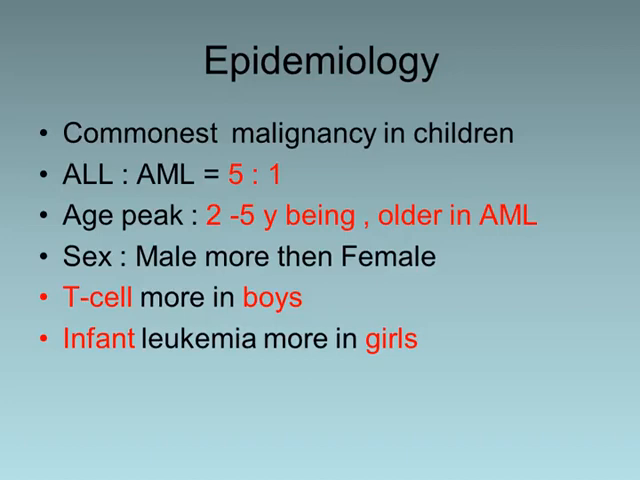Epidemiologically, it is the commonest malignancy in children, with ALL forming 5 to 1 compared to AML. Peak age is between 2 to 5 years. Older children are those with AML. Males are affected more than females. The T-type is more common in boys, and infant leukemia is more common in girls.